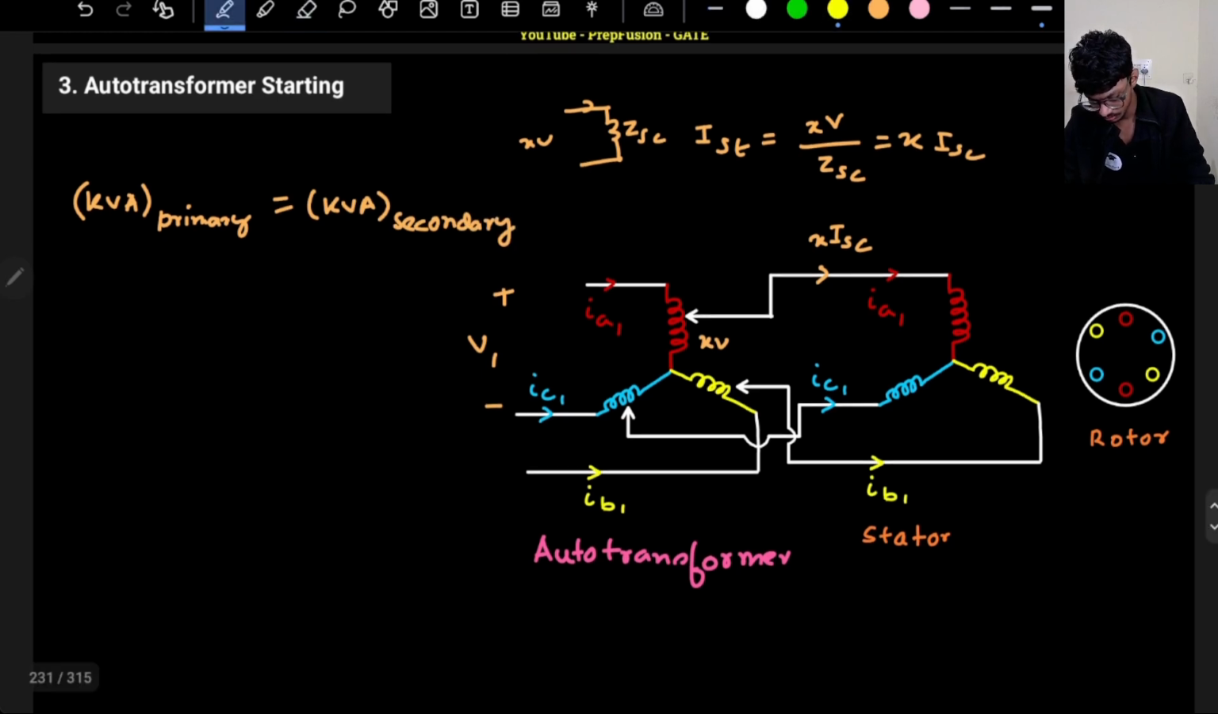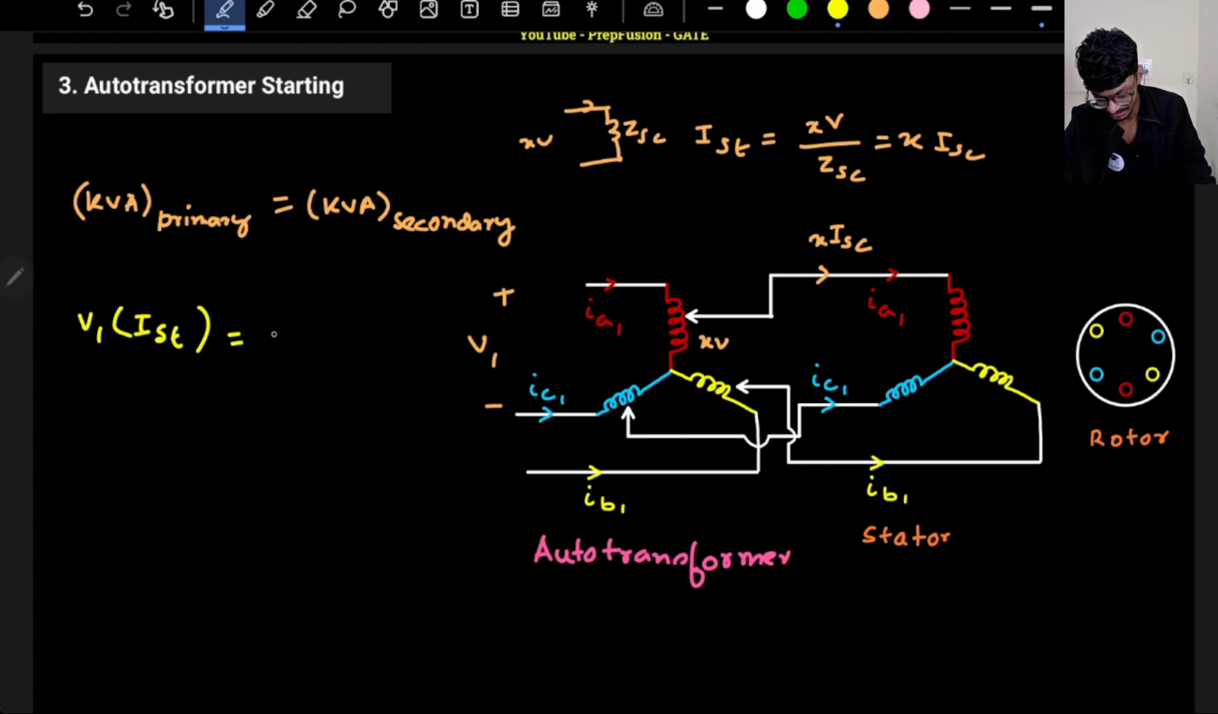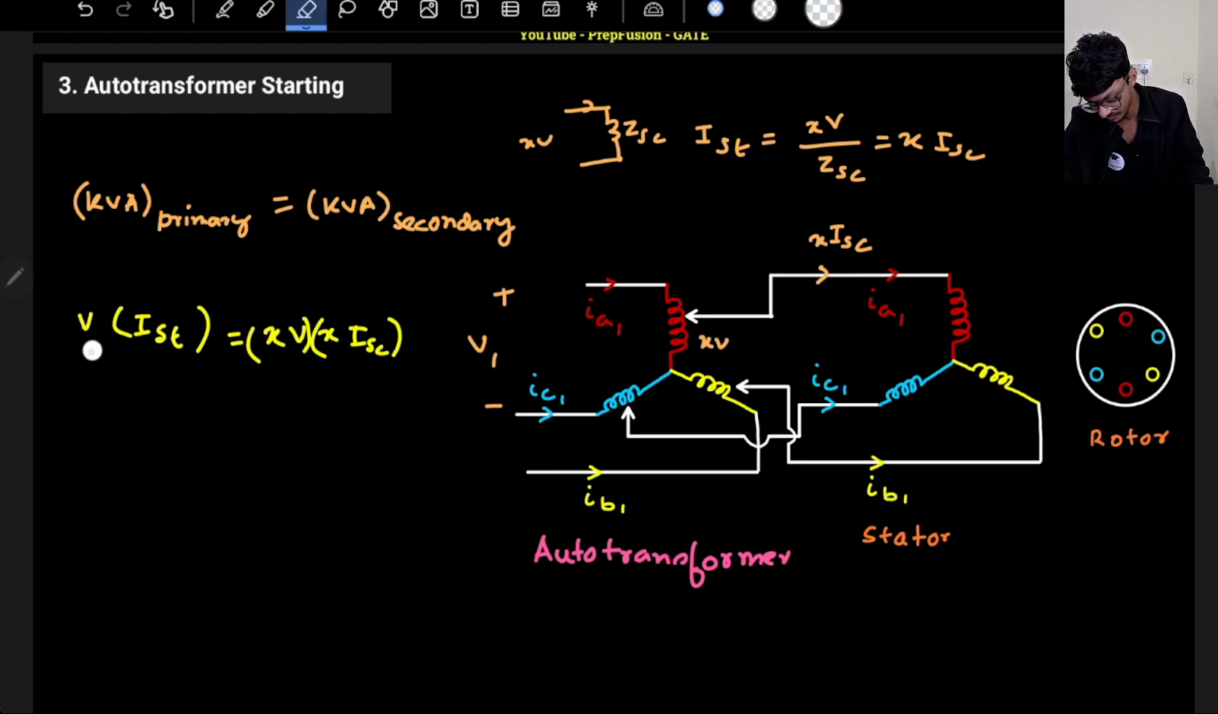So V1 into this current I1 that I want to measure, which is the reduction, IST, is equal to, on the secondary side, the voltage of the auto transformer, X into V. The secondary side voltage is X into V, and the current is X into ISC. This is the current, this is the voltage. So V1 is V only, because basically I am just reducing the voltage by a factor of X.